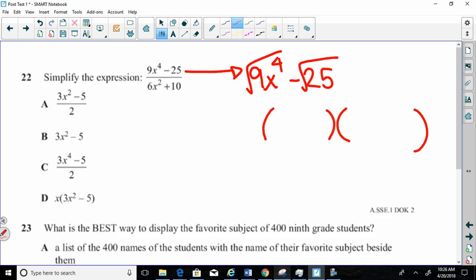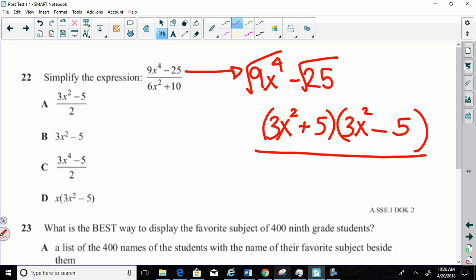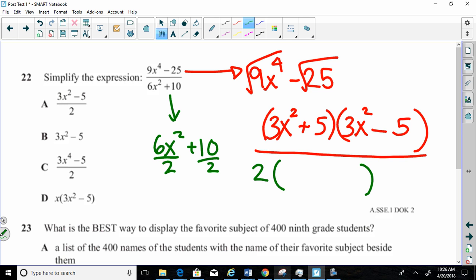What's the square root of 9? 3. And what's half of 4? 2. And then remember, 1 plus 1 minus. What's square root of 25? 4. Now let's do the bottom one. Is there a number that can go into 6 and 10? 2. Let's divide 2 out. Remember, 2 always goes in front of the parentheses. And what do I end up getting?